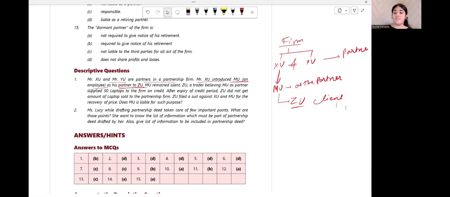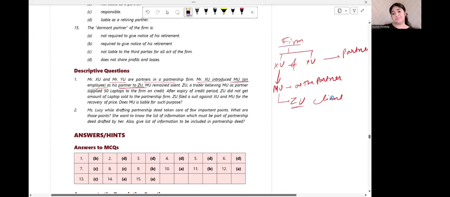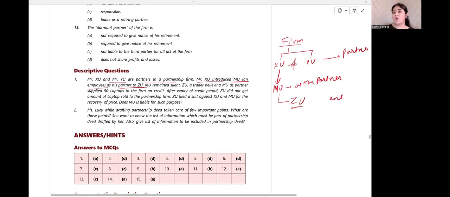ZU, a trader, believing MU as partner, supplied 50 laptops to the firm on credit. Now this is your trader, so instead of client, we'll just call this person the creditor. So now ZU is your creditor, and the creditor has supplied to the firm 50 laptops, seeing that MU is the partner. He doesn't know that XU and YU are the partners. He knows that Mr. MU is also the partner of the firm.